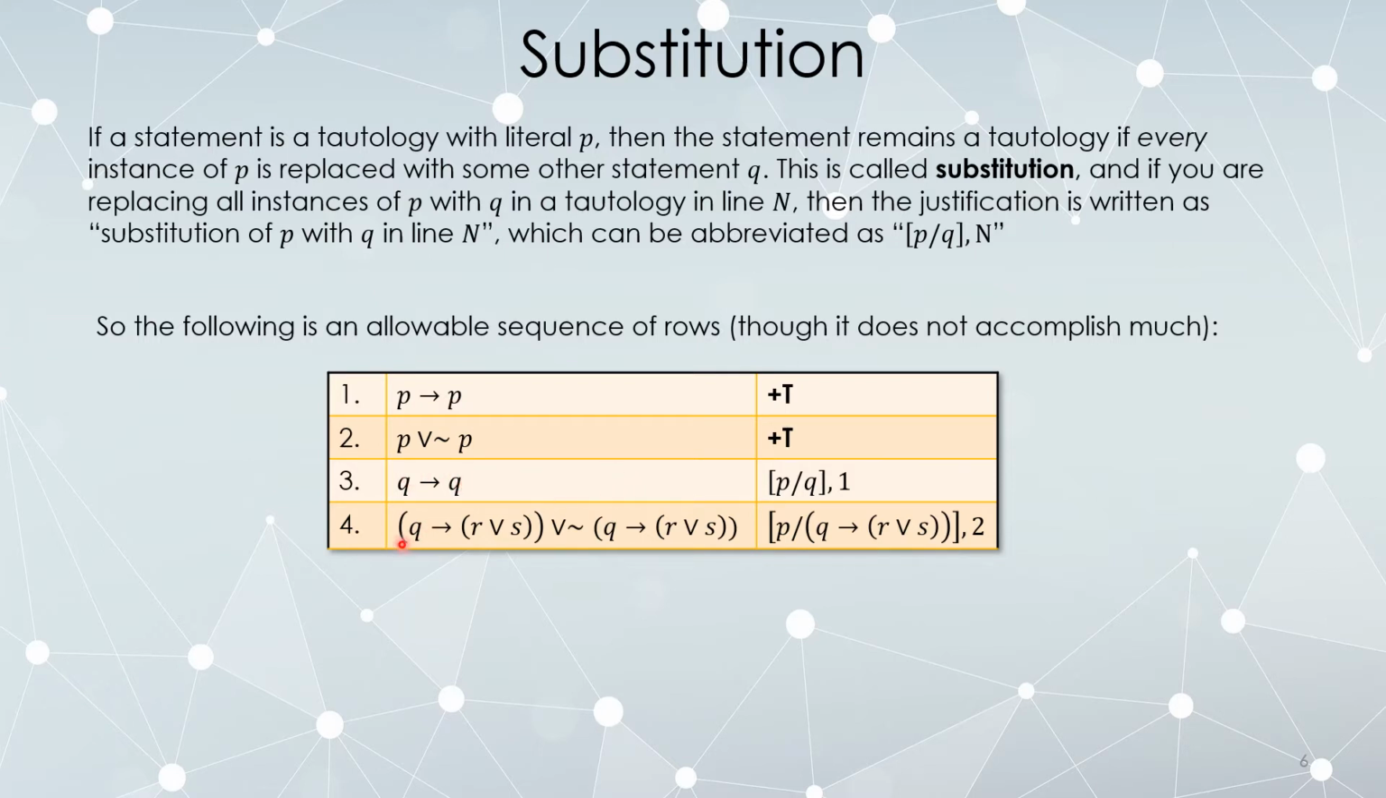Now let's look at line 4, which is a mess. What does it say? In line number 2, which we already know to be true, take all instances of P and replace it with the compound statement Q implies R or S. So instead of P, I put Q implies R or S, or the negation of Q implies R or S. This is not useful, but it is allowed. This is simply performing this substitution on the known true statement given in line 2.